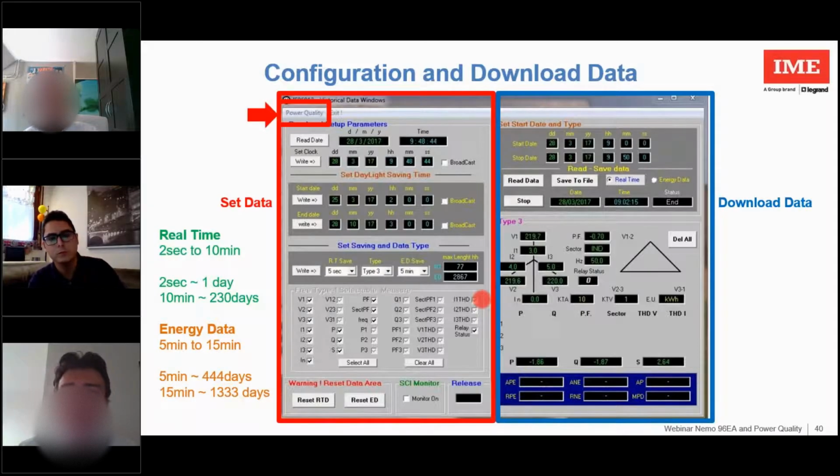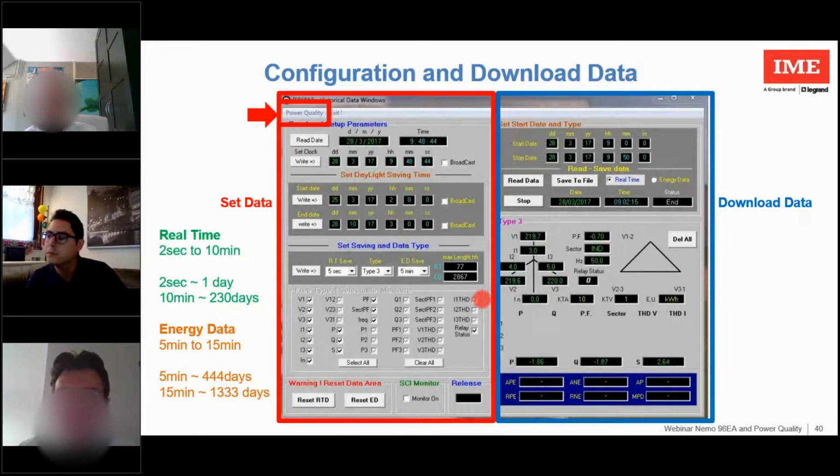Do you have a galvanically isolated port for RS485 in the Nemo 96EA? Yes, the modules have a galvanically isolated input. The modules you sell for the entire Nemo range.